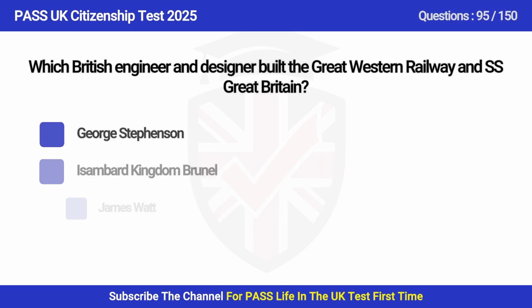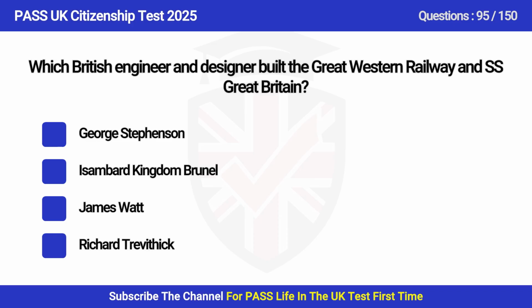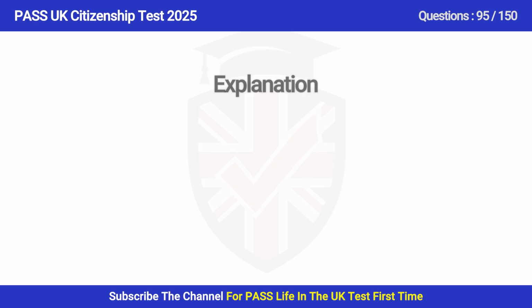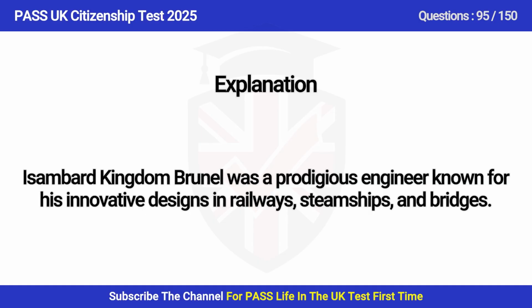Question 95. Which British engineer and designer built the Great Western Railway in Great Britain? A. George Stephenson, B. Brunel, C. James Watt, D. Richard Trevithick. Answer is B. Brunel. Brunel was a prodigious engineer known for his innovative designs in railways, steamships, and bridges.